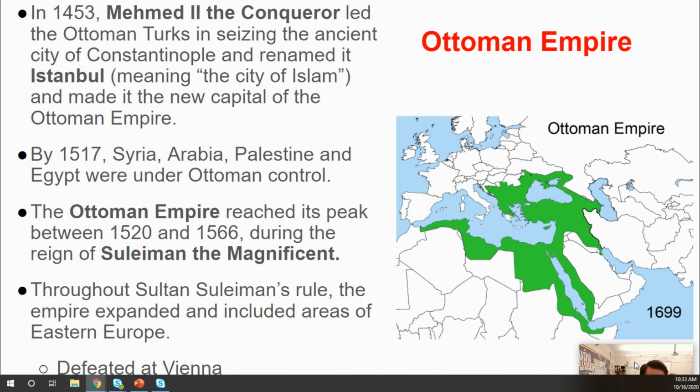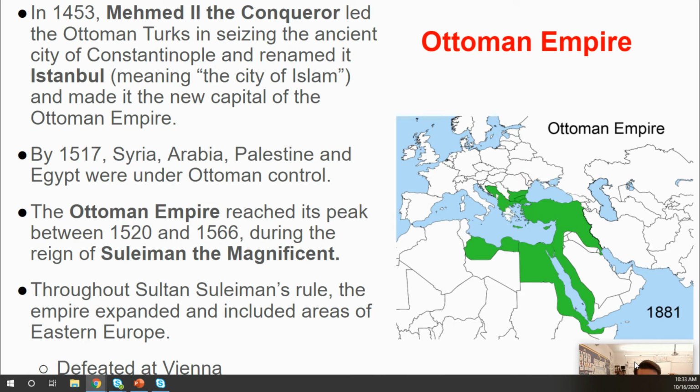And then they do try to invade into Western Europe, but once again, they are defeated, and it is at Vienna. And so Vienna becomes a city that kind of stops the invasion of the Ottomans, and the Ottomans do not expand into Europe any further over time.